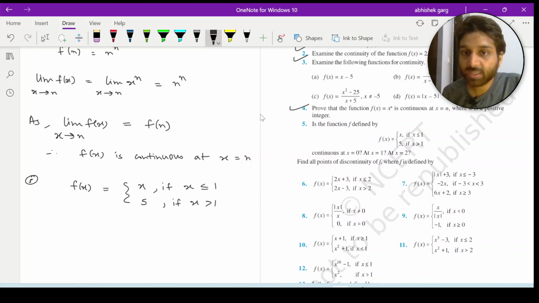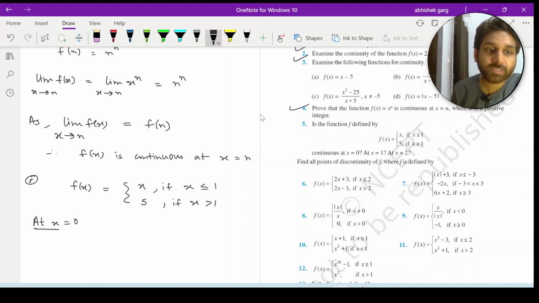So we have to check the continuity of the function at x equal to 0 first. So let's do it one by one. At x equal to 0. Now what is our process to check continuity? We have to first find out the value of the function at that particular value of x.